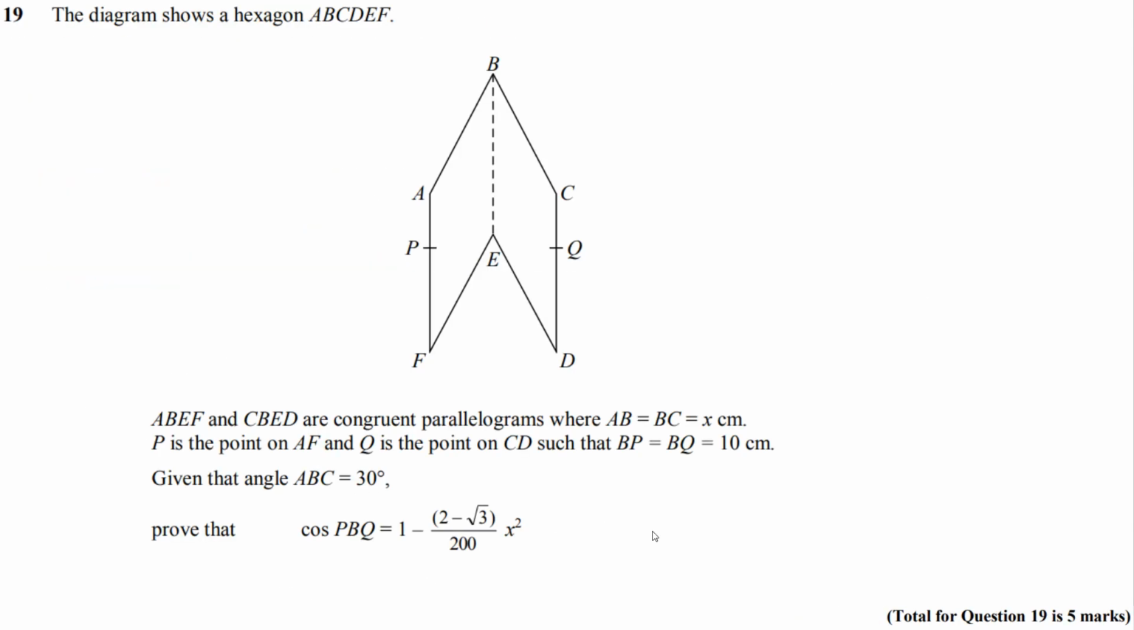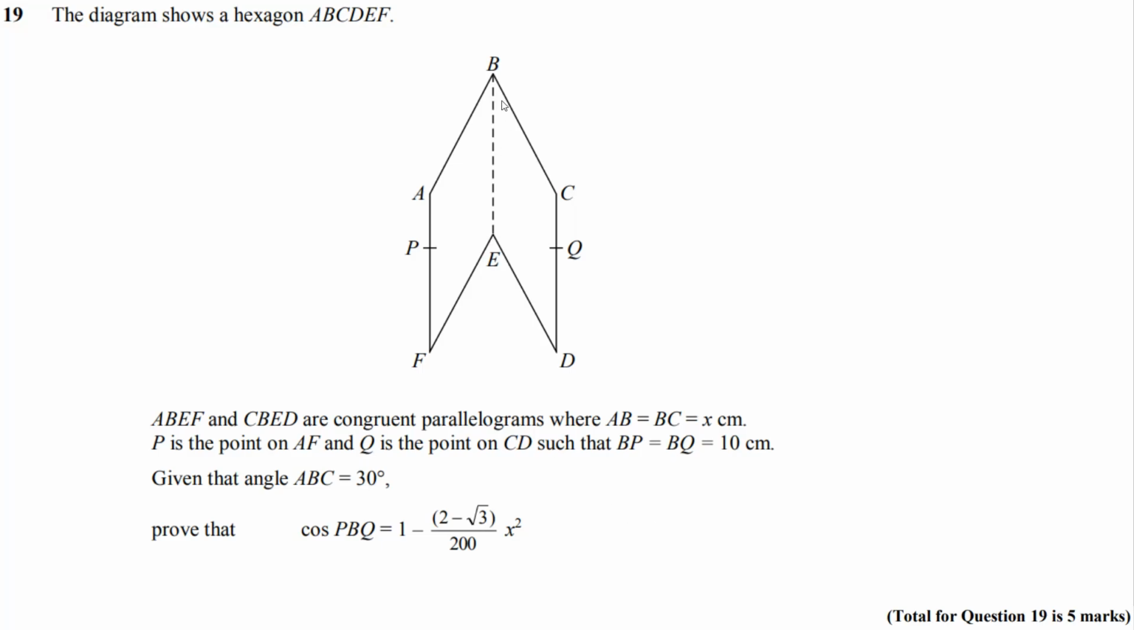The diagram shows a hexagon, A, B, C, D, E, F. A, B, E, F and C, B, E, D are congruent parallelograms, where AB is equal to BC, which is equal to x. P is the point on AF, and Q is the point on CD, such that BP is equal to BQ, which is equal to 10 centimeters. Given that the angle ABC is equal to 30 degrees, prove that cosine PBQ is equal to that.